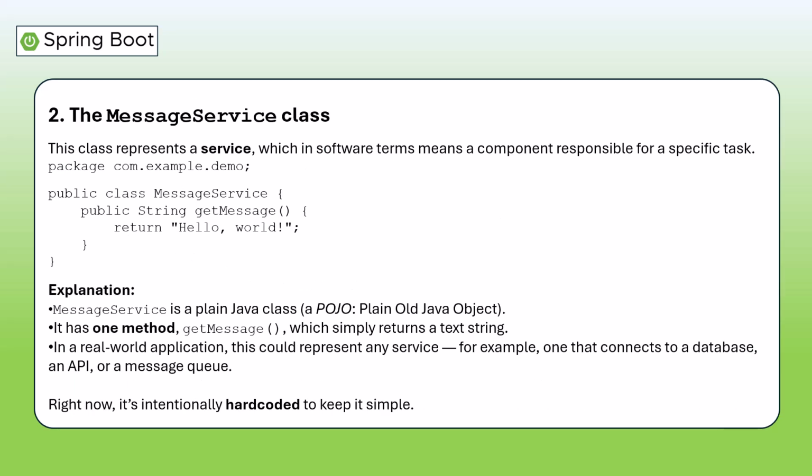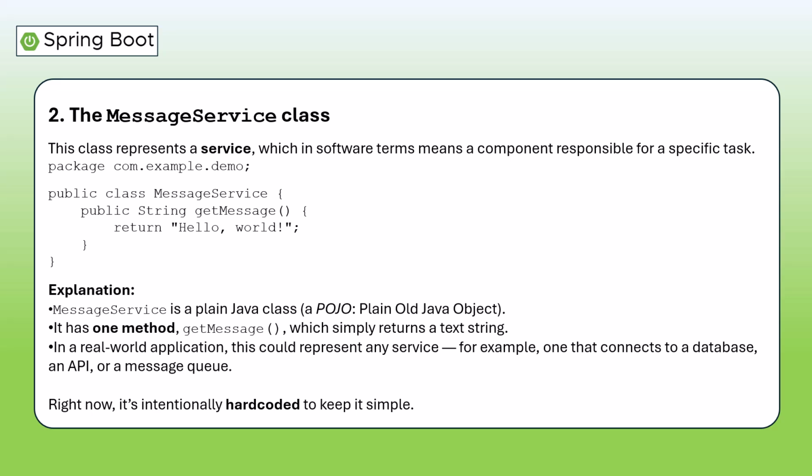Two, the message service class. The message service is a simple example of what we call a service in software development, a small component that performs a specific task. In this case, it has one very simple responsibility: to return a text message. It doesn't connect to a database or any external system. It just returns a hard-coded sentence.